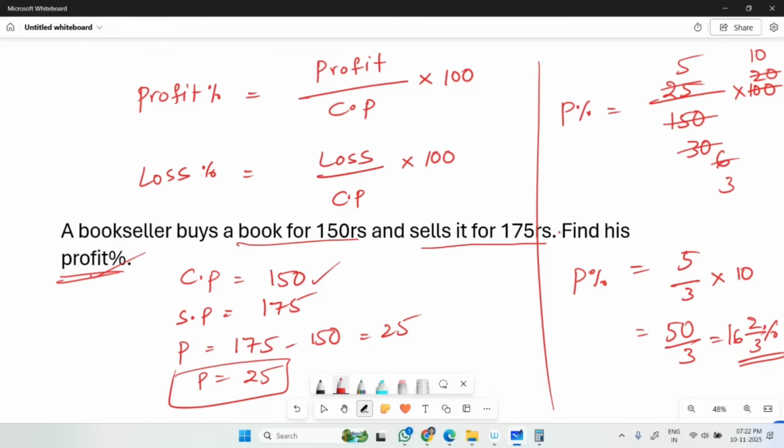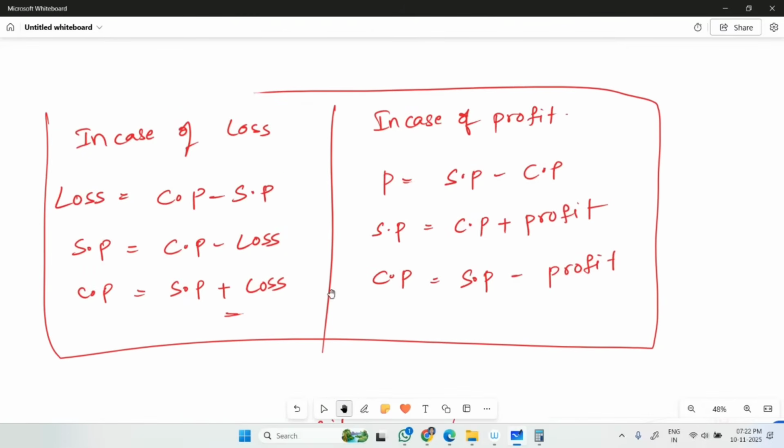The same way we will find out the loss. First of all, we will find out the loss and then we will substitute in the formula. Make sure that you have to learn these formulas so that it will be easy to find out profit and profit percentage. As we discussed earlier, finding out the cost price, finding out the selling price. Let's see some example questions on finding out selling price, finding out cost price in the questions.